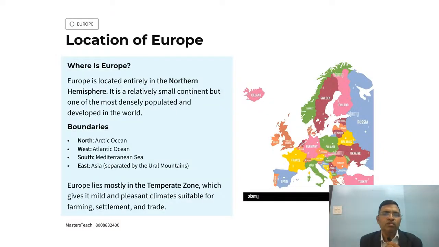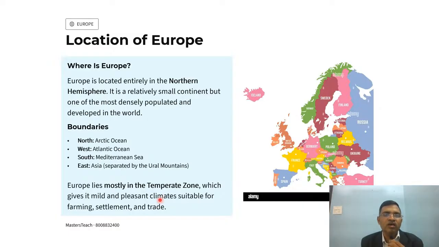Where is Europe? See, Europe is located in the Northern Hemisphere. It is a relatively small continent, but one of the most densely populated. That means it has more population and well-developed countries. I hope you're able to see the map: Spain, France, Germany, Poland, Ukraine, Sweden, Finland. These are the countries.